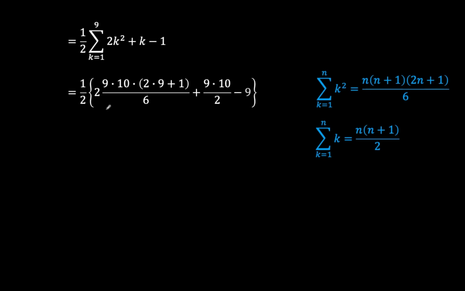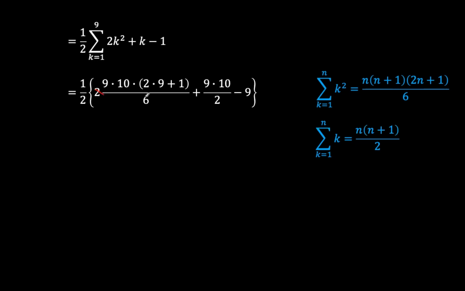And in place of n, we have 9. In place of n plus 1 is 10. In place of 2n plus 1 is 2 times 9 plus 1, which is obviously 19. And then for this k, we have n is 9, n plus 1 is 10, all divided by 2.